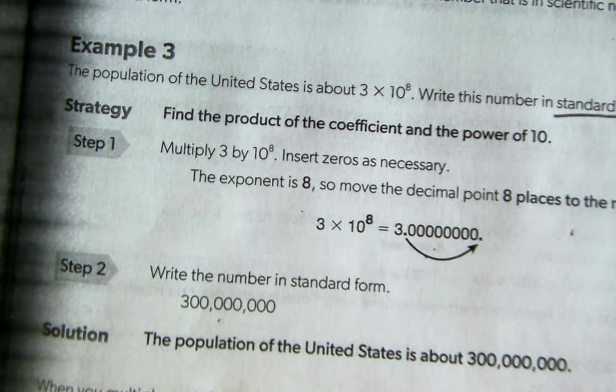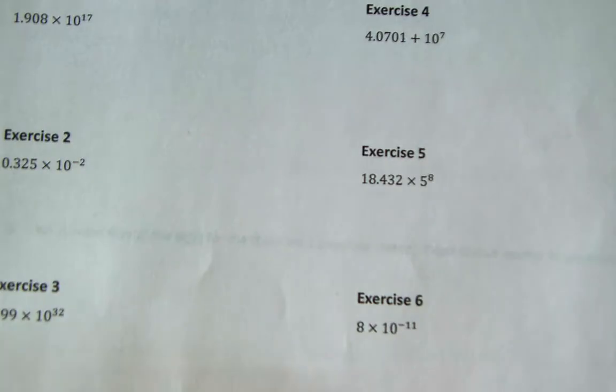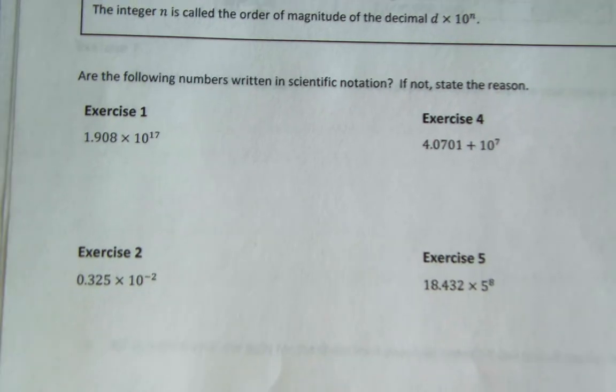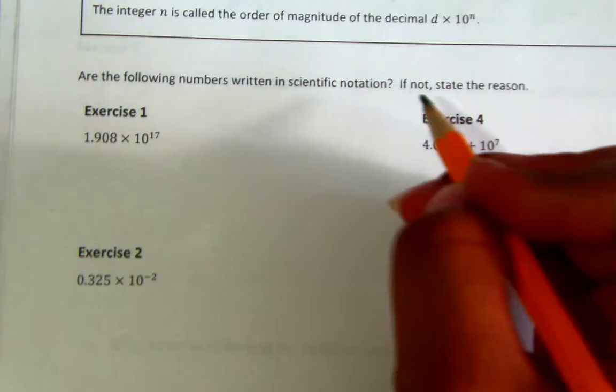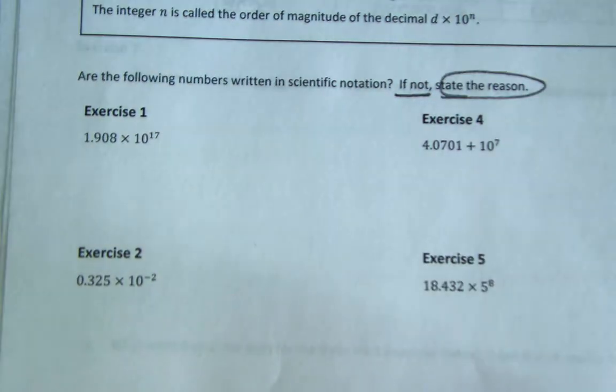Look back over any of these examples. If you start to get confused, be sure to come back. Let's go ahead and jump into some classwork. Are the following numbers written in scientific notation? If not, please state the reason why. So if a number is written in scientific notation, all you have to do is say yes. If a number is not written in scientific notation, tell me no and explain why not.